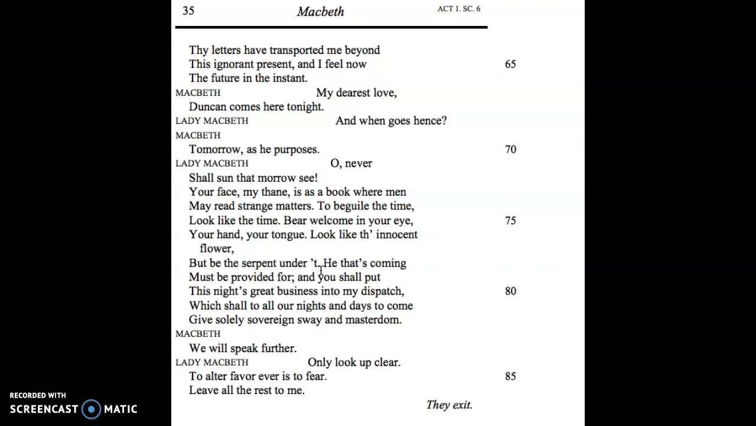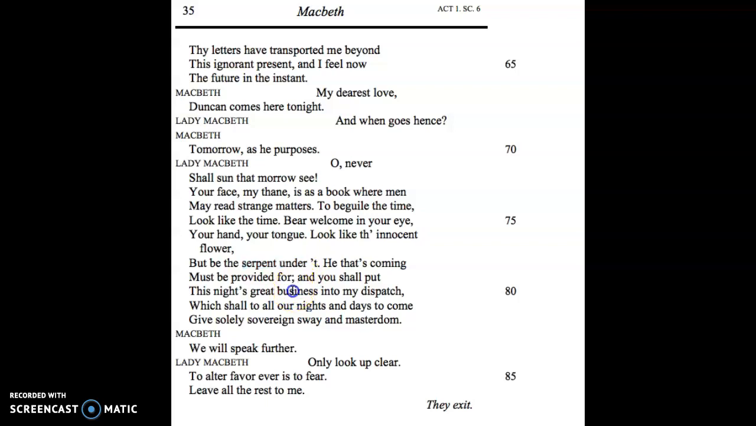Here, Macbeth shows up, and he says Duncan's coming. She says, when's he leaving? He says, tomorrow, and she says, oh, never. I know she says some more stuff here, but the never is so important. So important that apparently Macbeth gets a strange look on his face, and that concerns her because she wants him to look differently. She wants him to look innocent and flower-like instead of what's really under it. She wants him to be that serpent, but not to show that he is a serpent.